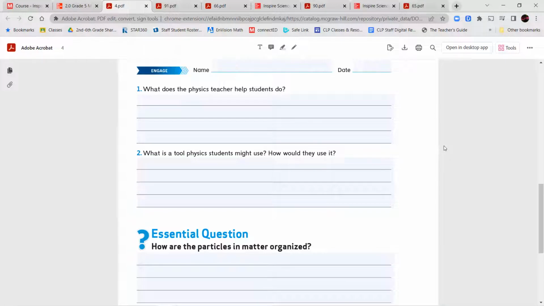Number one says, what does the physics teacher help students do? And number two, what is a tool physics students might use and how would they use it? So here, please make sure you're using complete sentences when you write your answer.